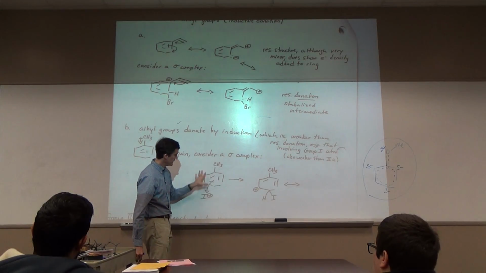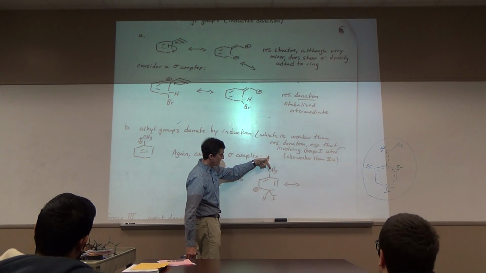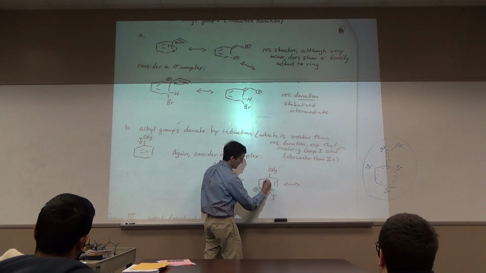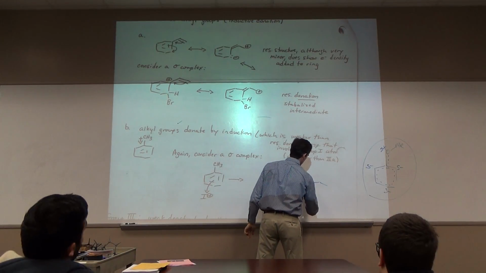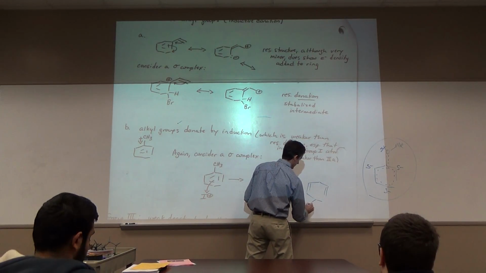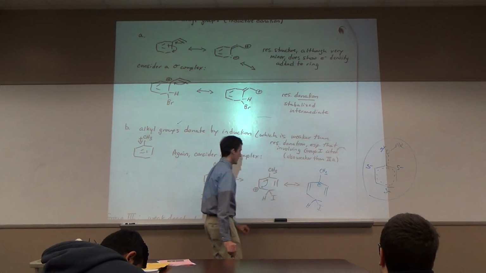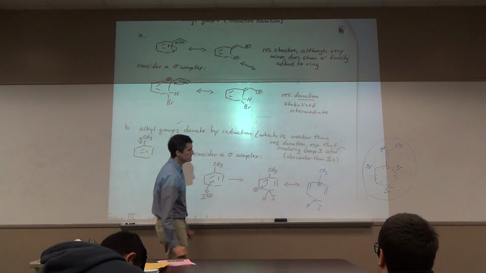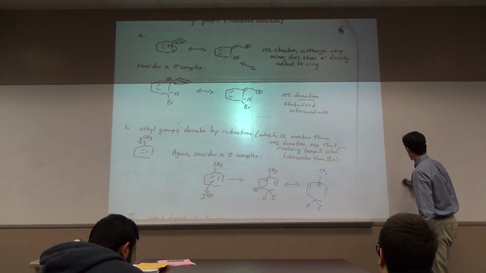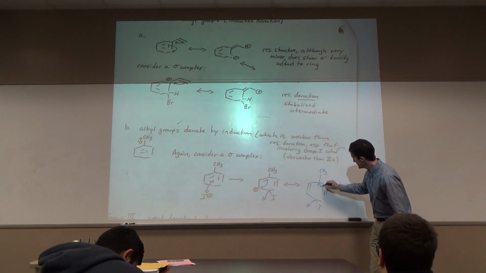Now we can do the same thing. We can react this with I plus. We could get the cation here. How does the presence of the methyl stabilize the cation? Well, let's do additional resonance structures. We can pull these down. These are just your resonance structures of your sigma complex. We can move these up.